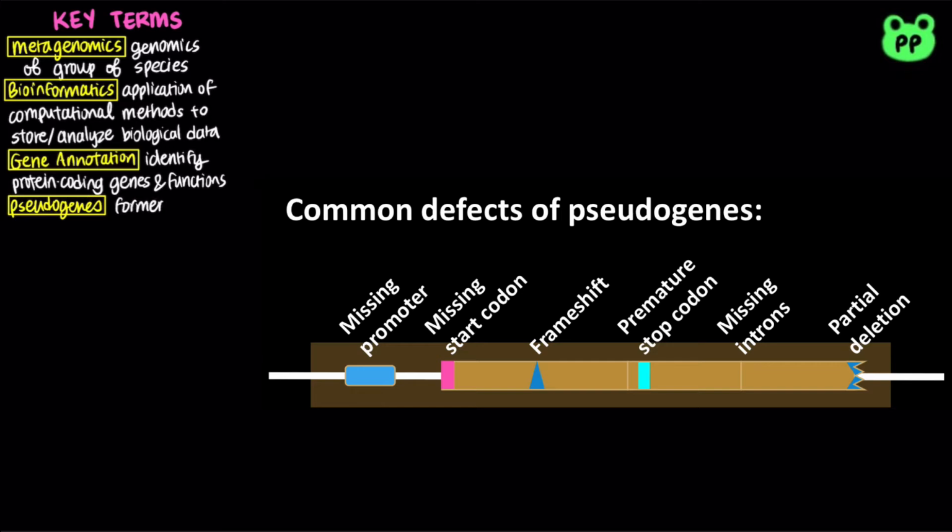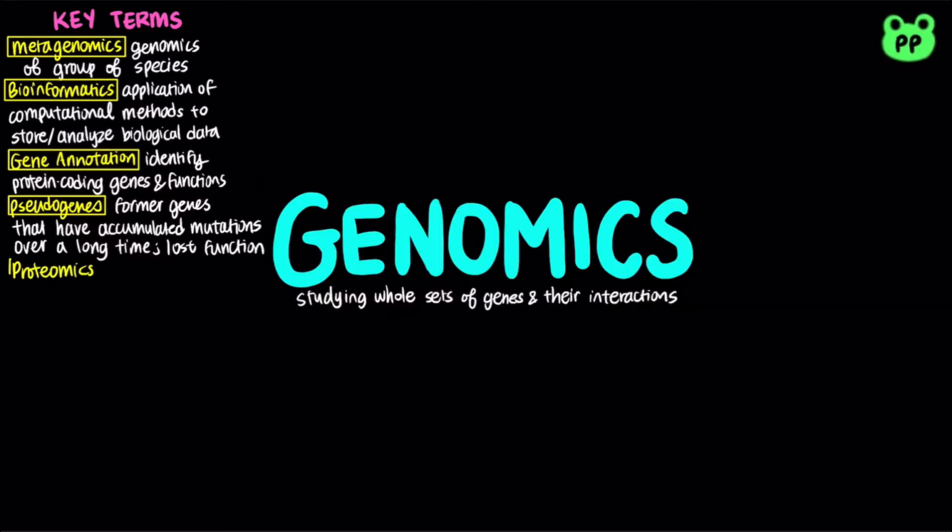Pseudogenes refer to former genes that have accumulated mutations over a long time and no longer produce functional proteins. Proteomics refers to the study of full protein sets. Comparative genomics compares different genomes to assign gene functions.